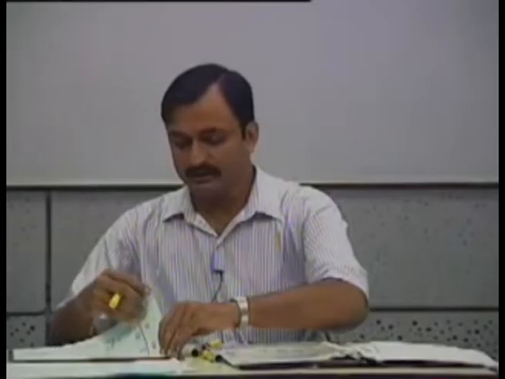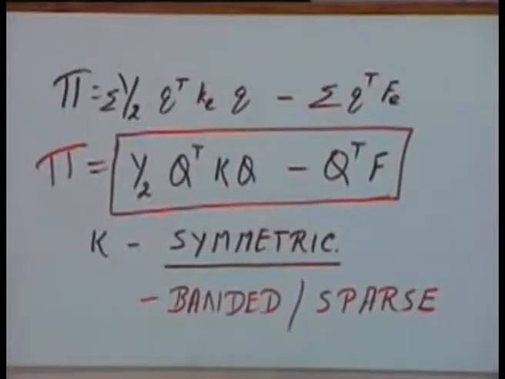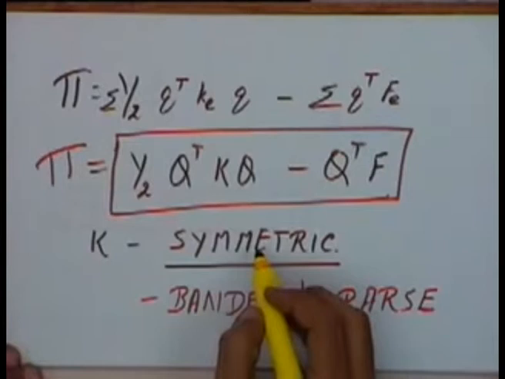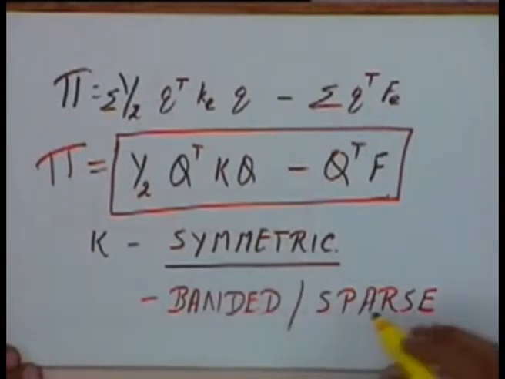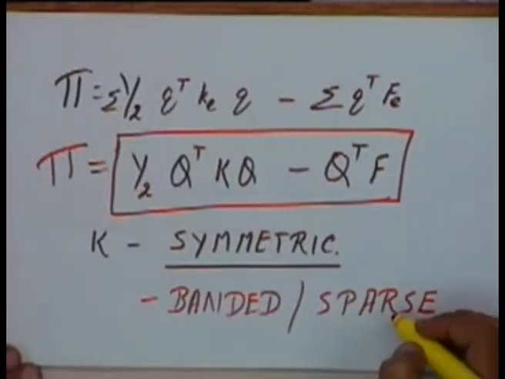That is why we say that this global matrix is always symmetric and is either banded or sparse depending on the numbering that we have done. If our numbering system is efficient, then it will be a banded matrix with a small bandwidth, otherwise it will be a sparse matrix.